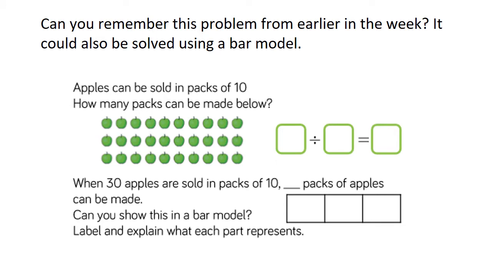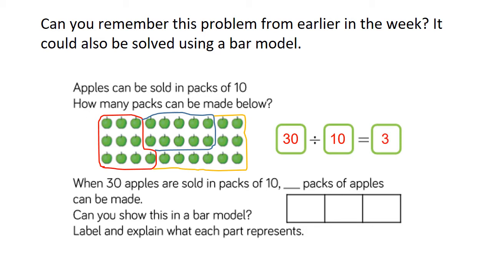Now earlier in the week you might have seen this problem with the apples, and it can also be solved similarly. You can do the opposite with a bar model. I'll explain in a second. So apples can be sold in packs of 10. How many packs can be made below? So if you drew round the apples into packs of 10, like this, there's 1 pack, 2 packs, and 3 packs. So 30 apples divided into packs of 10 would be 3.